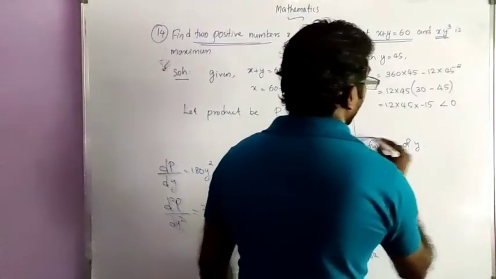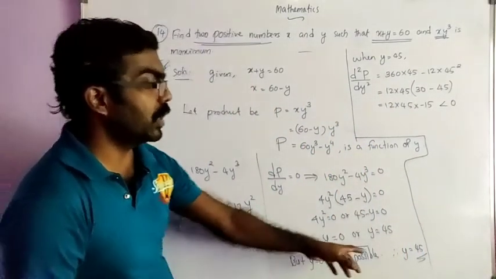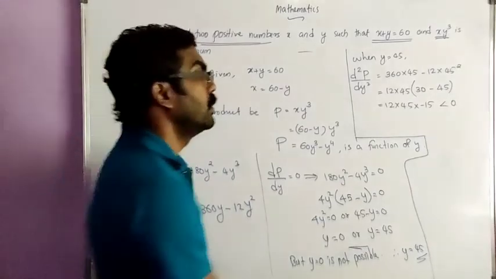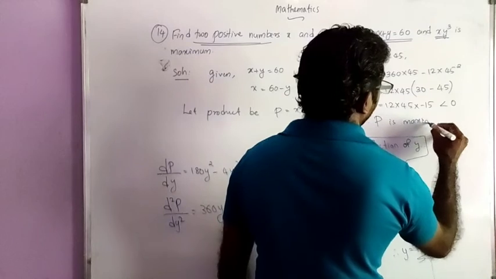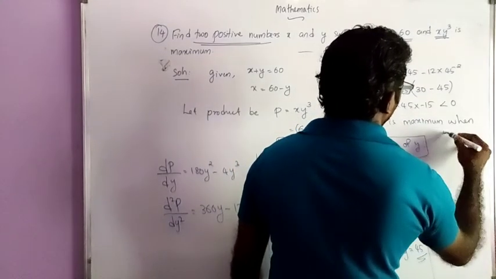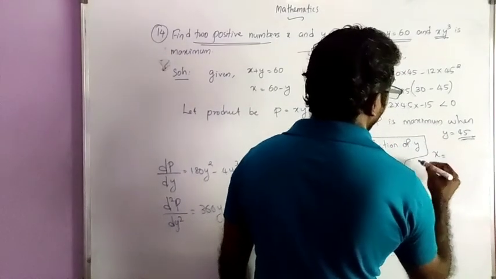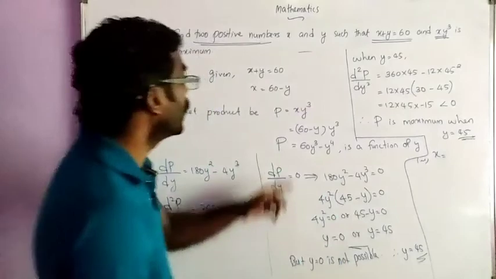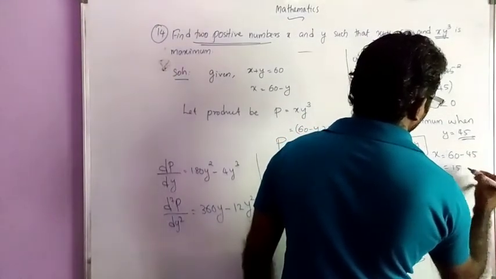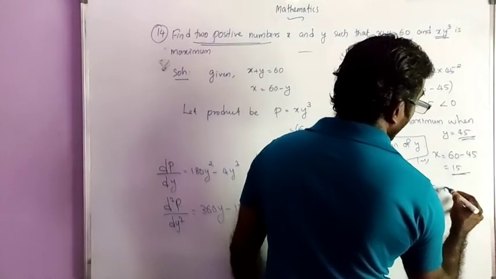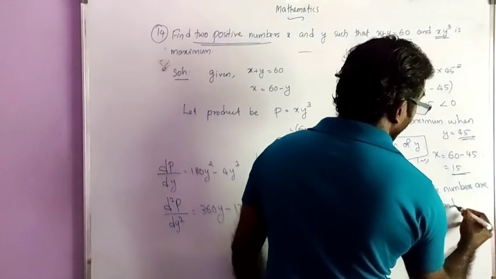So what we can conclude? The function is maximum when y is equal to 45. So therefore p is maximum when y is equal to 45. So y is equal to 45 means x is equal to what? Here x is 60 minus y. So 60 minus 45, and that will be equal to 15. Therefore the numbers are 15 and 45.